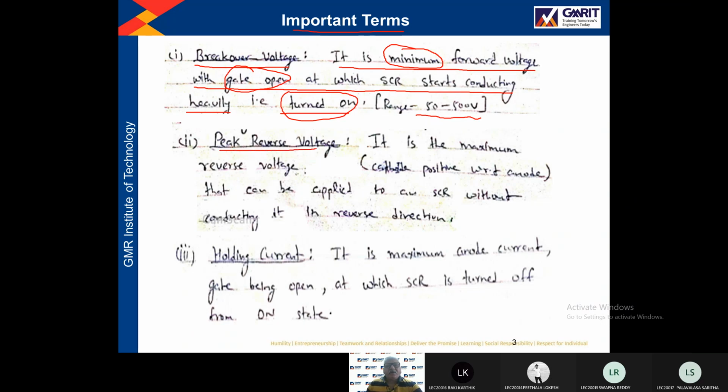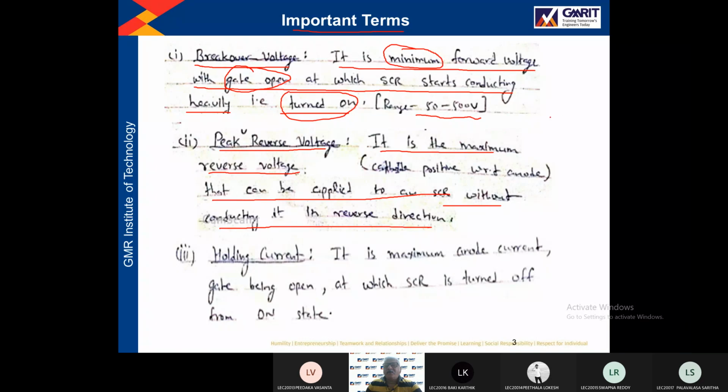Then peak reverse voltage. It is the maximum reverse voltage that can be applied to an SCR without conducting it in the reverse direction. See, the normal PN junction VI characteristic is like this. Now reverse.